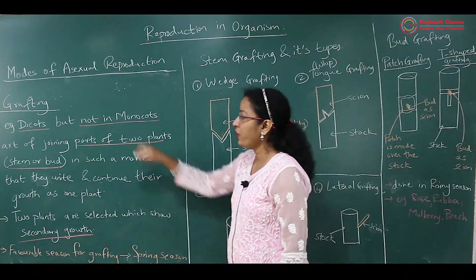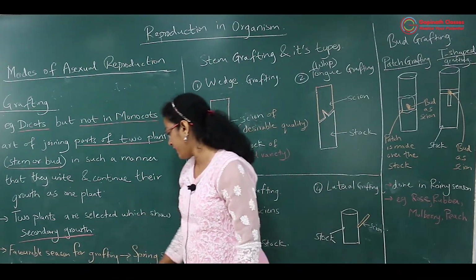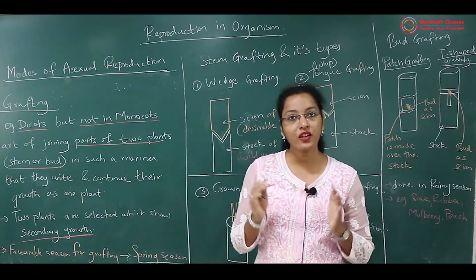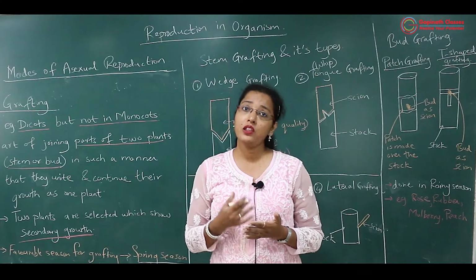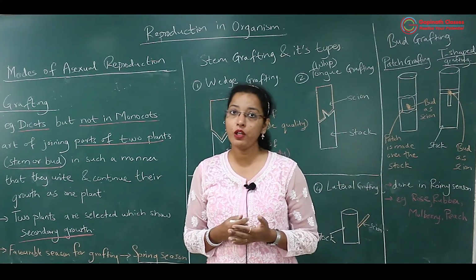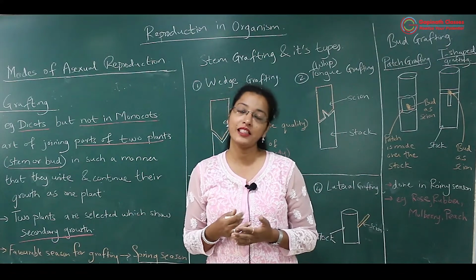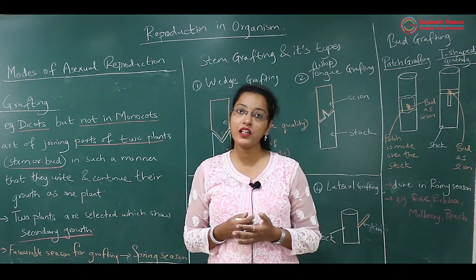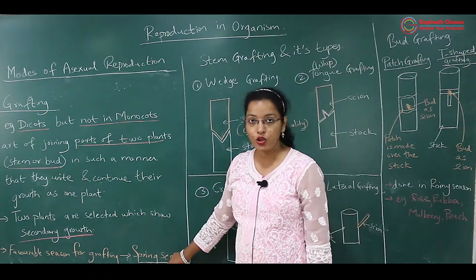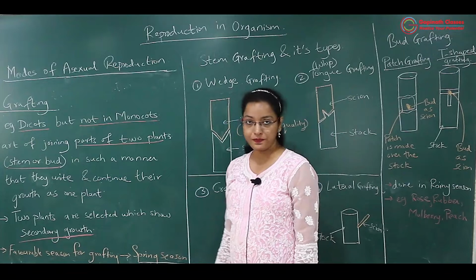Okay, so the favorable season for grafting is the spring season. In spring, there is very good moisture content, so that the plant cells will absorb more water, and likewise there will be more cell division and cell differentiation, and we will get the required result within a short time. So the favorable season for grafting is the spring season.